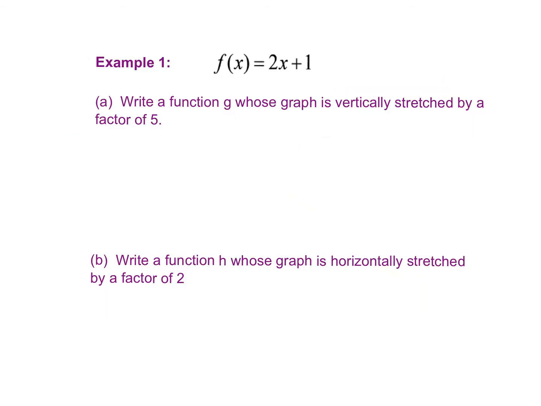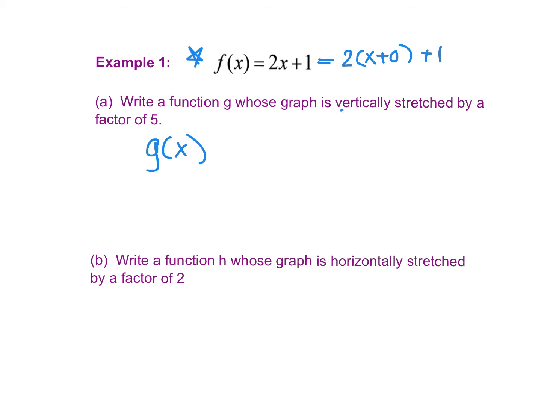So as we did in the previous two videos, we're going to again use the same functions, and this time we're going to be performing vertical and horizontal stretches and shrinks. So here in example A, it says write a function g whose graph is vertically stretched by a factor of 5. So we're taking f and we're vertically stretching it by a factor of 5. Now, just like before, we're going to rewrite this one a little bit differently, and we're going to rewrite it so we can see our h and our k values. So we have x plus 0 plus 1.